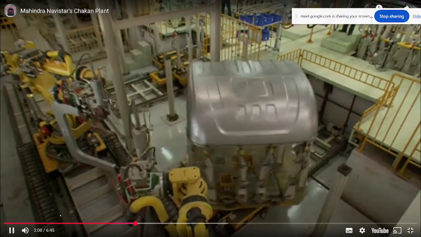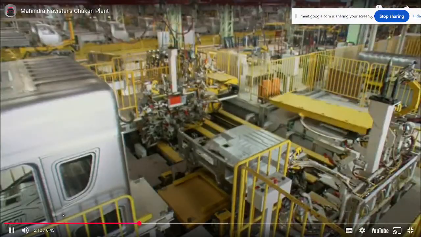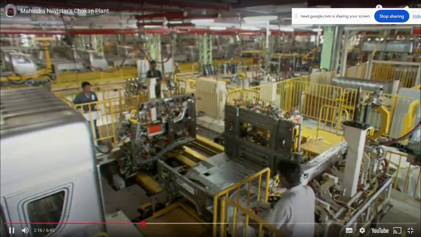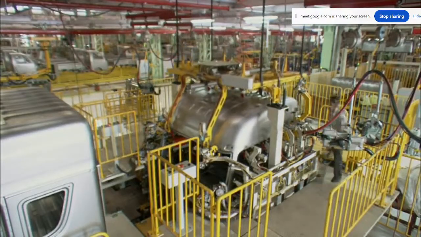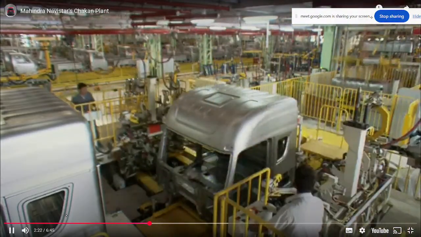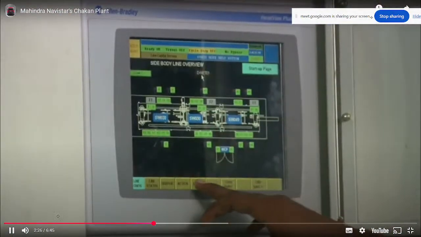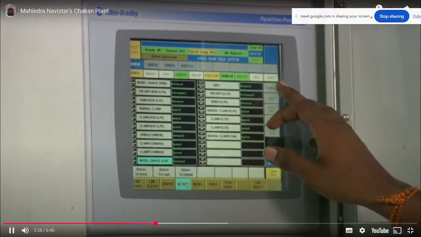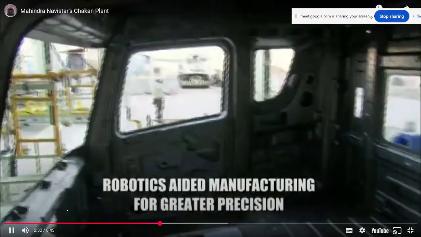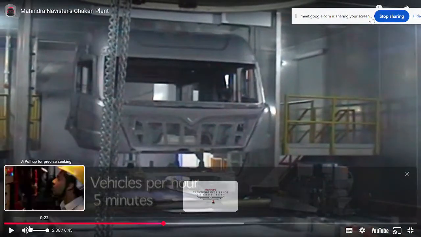It has to go to that workstation. See, everything is done automated. It moves on to the next level. See, sometimes humans are there, sometimes robots are there, sometimes both. It goes to the next stage. This is what you call robotic aided manufacturing. Everything is computerized. Yeah, please highlight.